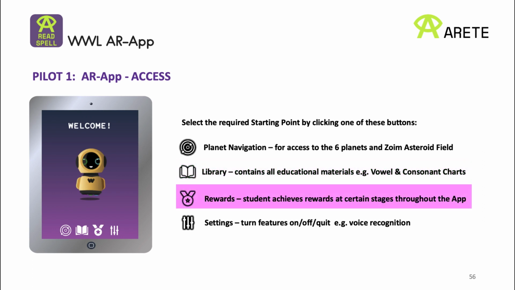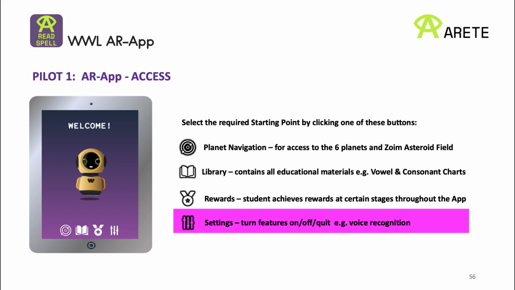Next, you have the rewards. Here, students can track the rewards they have received. For example, Jigsaw and achievements, including trophies and Star Galaxy build. Finally, you have the Settings button. This contains control functions, for example, spelling verification on or off.